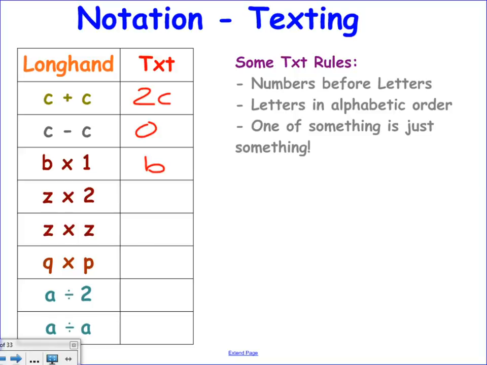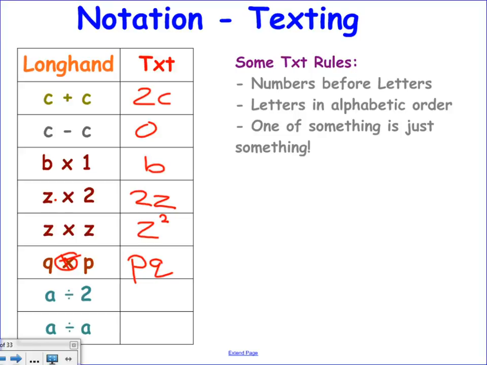2 times Z or Z times 2. 2Z. Yeah. Numbers first, then the Z. That's what that means. Z times Z. Z squared. Everyone see that? That's what a squared means. So just like a number, just like our 4 squared in our startup questions, a letter can be multiplied by a letter to give you a letter squared, Z squared. Q times P. PQ, because we're getting rid of the multiply sign and then we have to arrange them alphabetically. Our little list of rules over there.